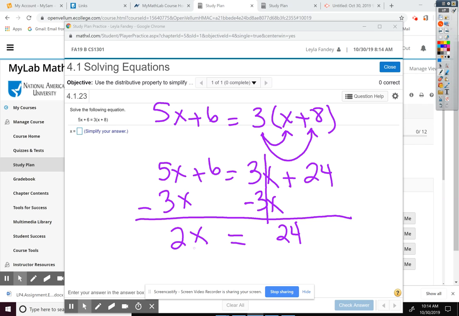Now this looks like a one-step equation we can easily handle. 2 is being multiplied by x. The opposite of multiplication is division. So I'm going to divide both sides by 2, leaving me with x on the left. And 24 divided by 2 is 12. Okay? So that's how distribution works.